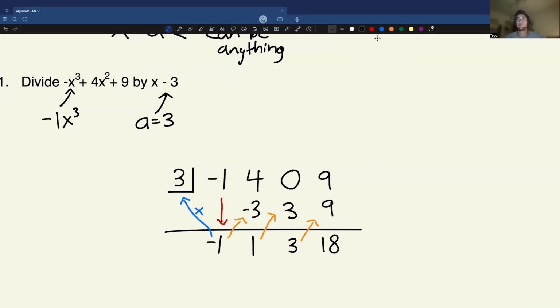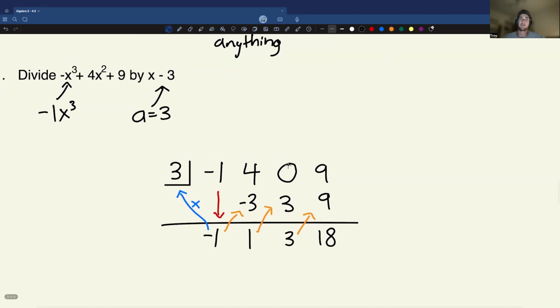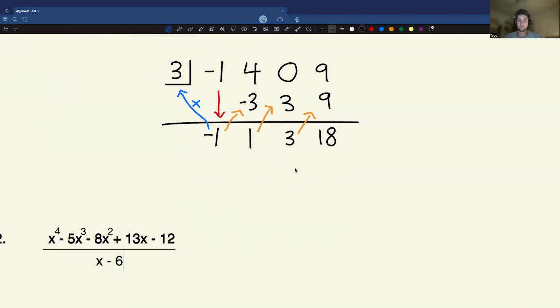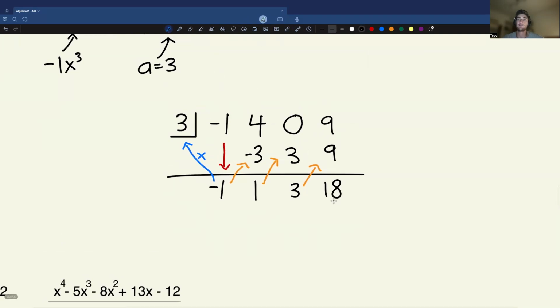And then what you do is, earlier we stripped the x's away to turn everything into coefficients. But now we bring those x's all back. So what this means is, you know that this last one, this 18 in this case, will always be the remainder. So here's our remainder, which means if you go backwards, then the 3 is therefore a constant.